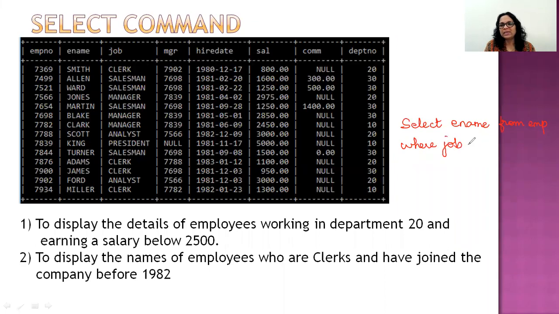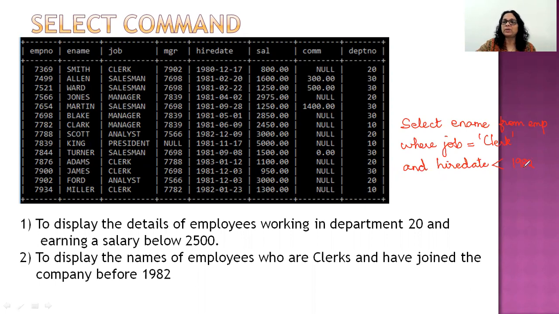job equals to clerk, and which column talks about when he has joined? Hire date, right? Hire date. Okay. Before means less than, and the most commonly made mistake is just writing 1982. Because the question said before 1982, hire date less than 1982. But you need to look at the hire date column. Is it only talking about the year the person has joined? No, it has a proper date format, which is YYYY hyphen MM hyphen DD.